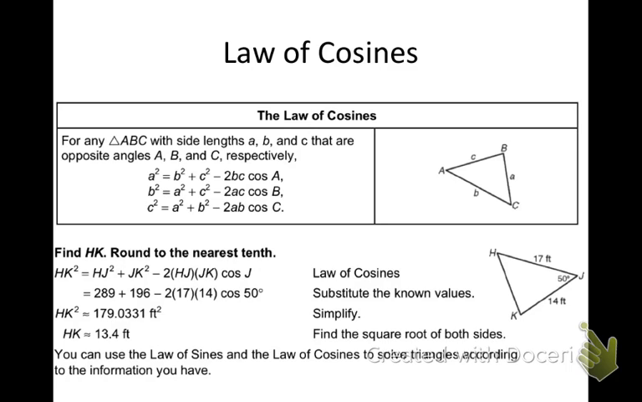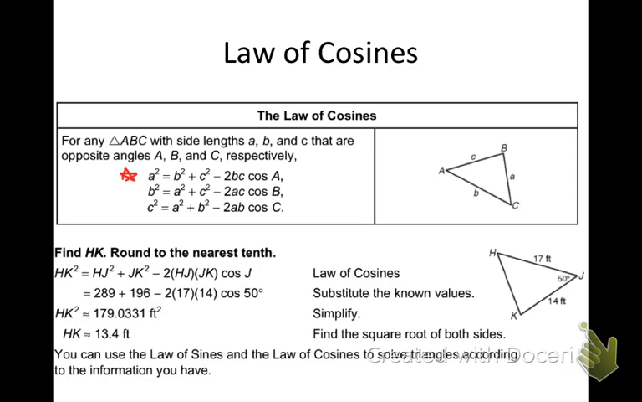Law of cosines. For any triangle with side lengths A, B, and C that are opposite angles A, B, and C respectively, you get this really cool long formula: A squared equals B squared plus C squared minus 2BC times cosine of A. Technically they give you three formulas there. I will always just use the top one. All three of them are the exact same thing.